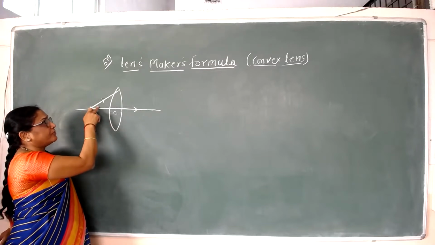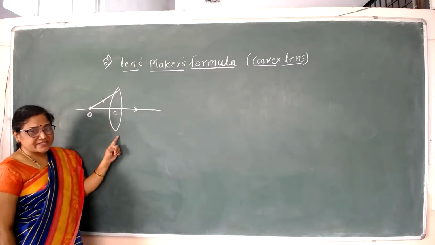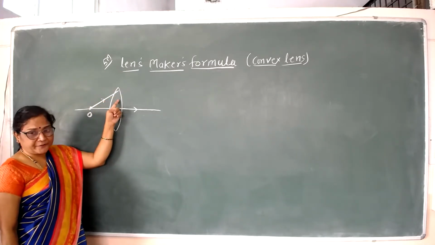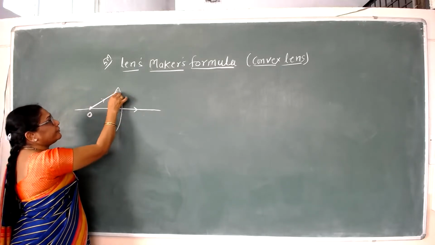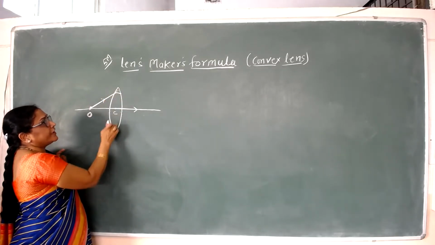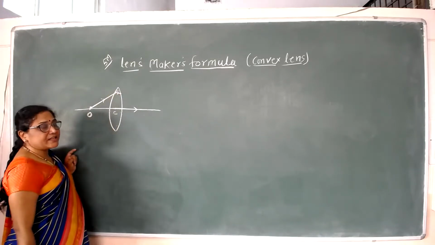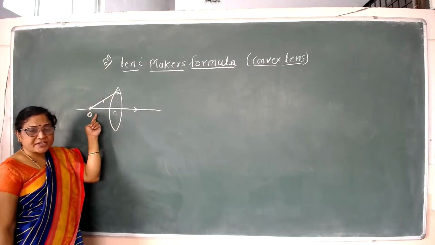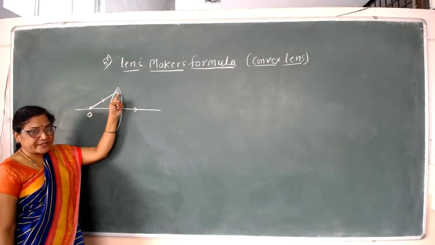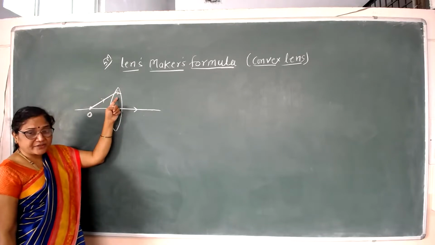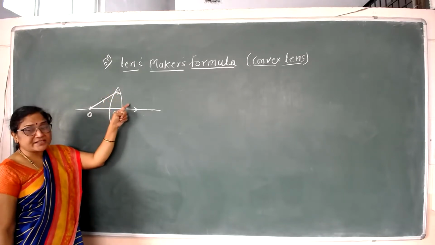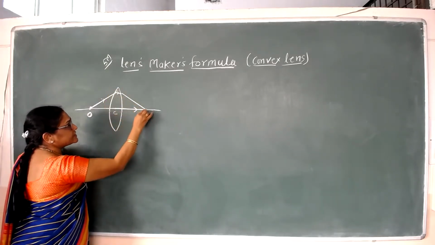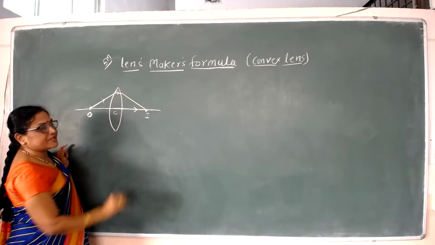When this ray of light is incident on the convex lens, it is refracted. The ray propagates from the rarer medium to the denser glass medium, and then again from the denser medium to the rarer medium, and is refracted again. The image is formed on the principal axis. Suppose this is the image formed on the principal axis.